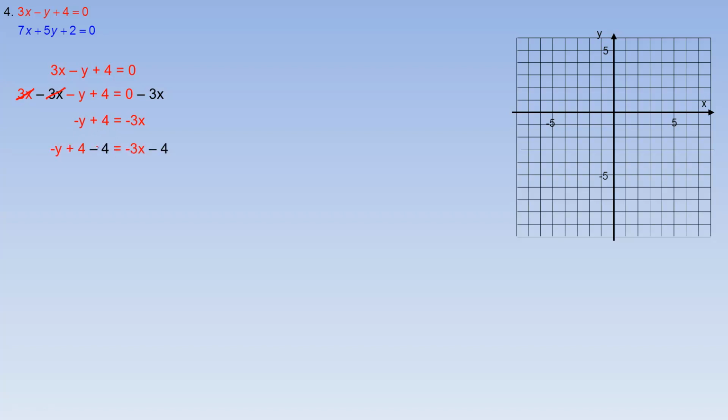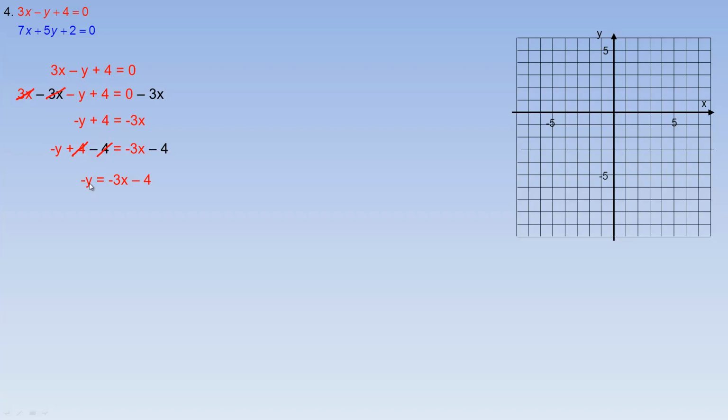And of course the purpose is so that those 4's are gone. There's no numbers on the left at all. So now I'll have negative y equals the negative 3x minus 4. Now I've got negative y isolated. I want it to be a y. So that's the same as negative 1y. So the negative 1 is multiplied by the y.